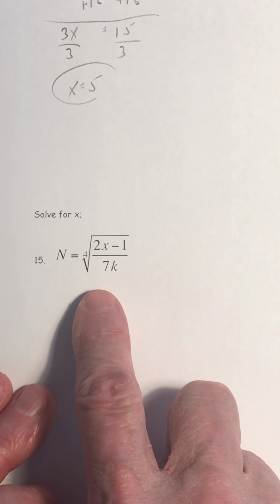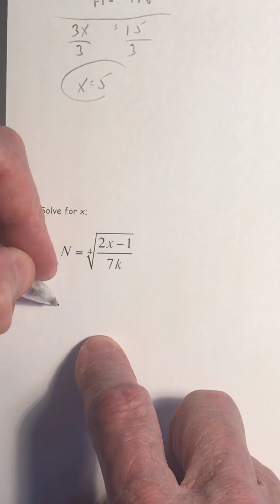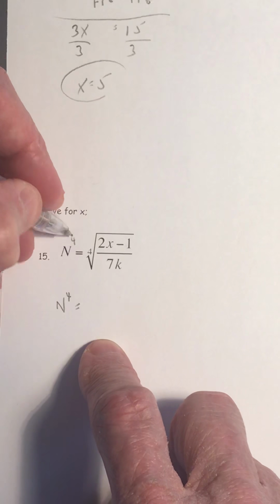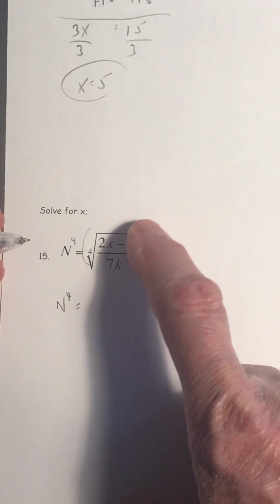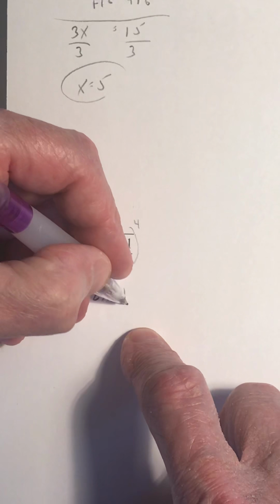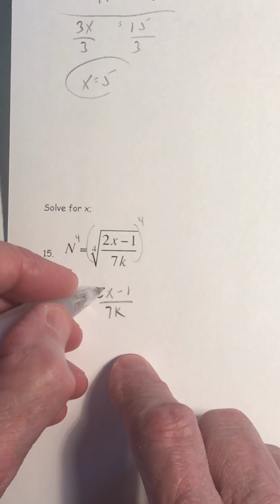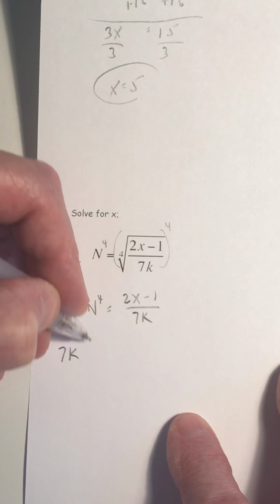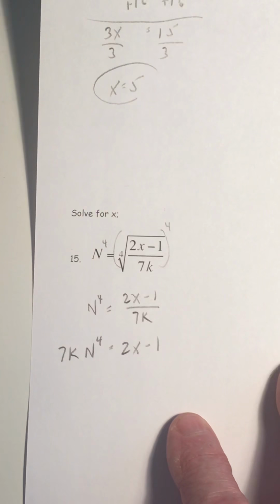we can begin by getting rid of the radical by raising both sides to the 4th power. So I'll have n to the 4th equals, let me write this way too, n to the 4th equals the 4th power of the 4th root of this expression, leaves us with just that expression. And trying to get x by itself, well, let's get rid of the fraction part of this. Let's multiply both sides by 7k. So we'll have 7k times n to the 4th equals just 2x minus 1.